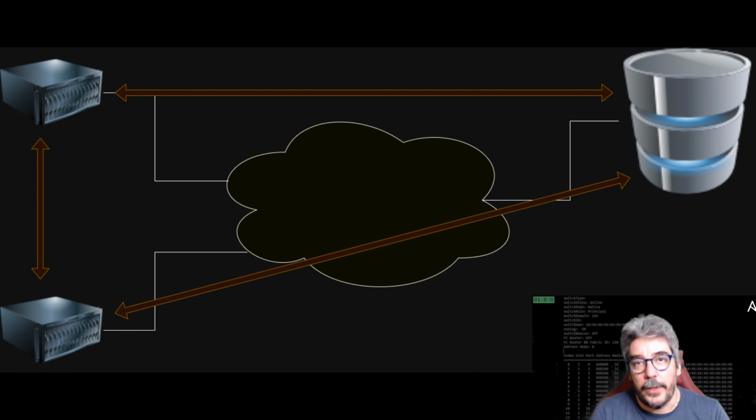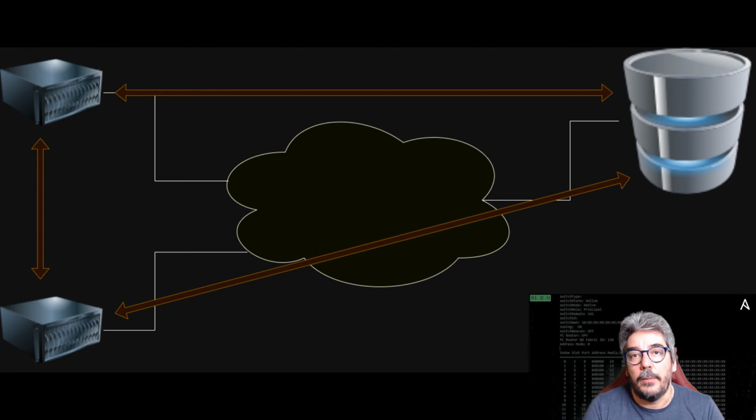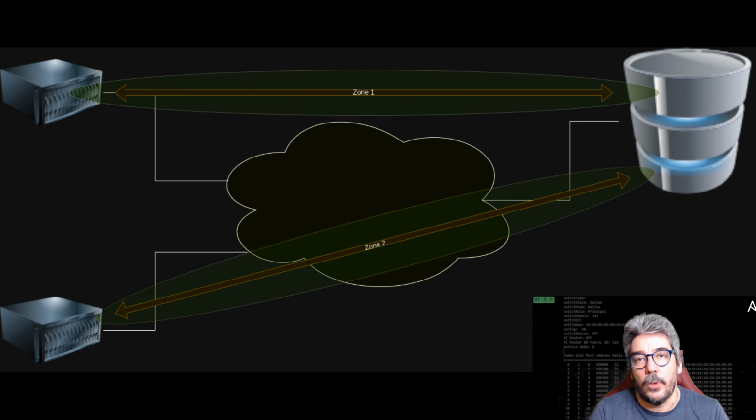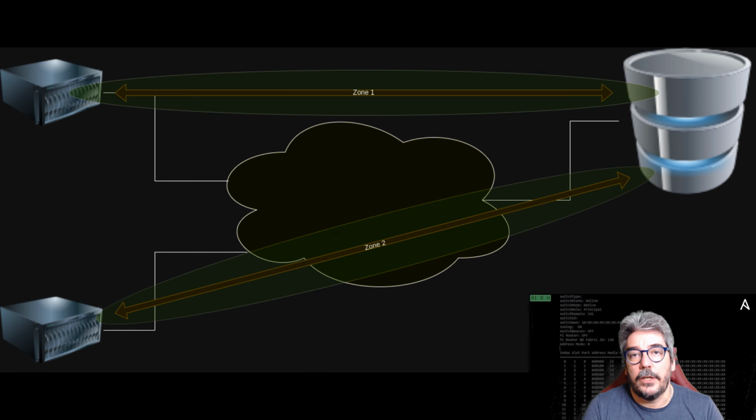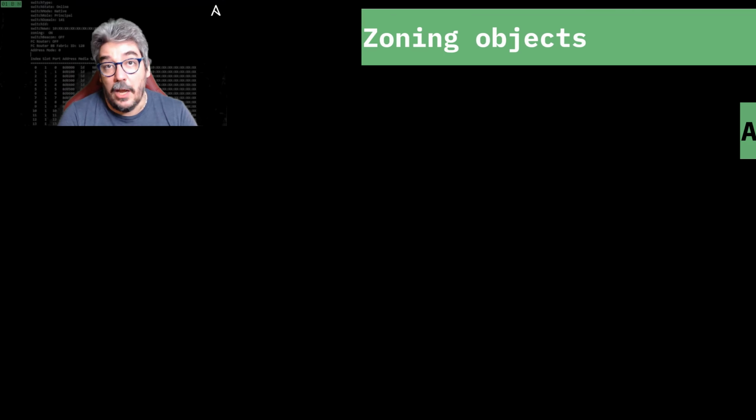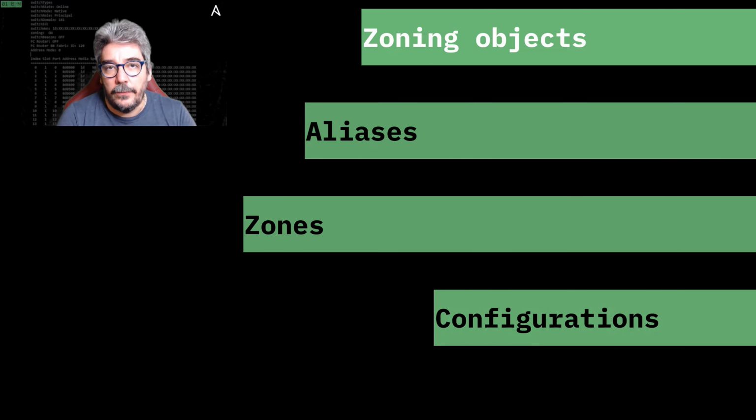With the use of zoning, you can secure your Fibre Channel network by allowing communication only between your hosts and your storage array, for example. In this example, we see two zones: Zone 1 that contains only the first server and the storage array, and Zone 2 that contains only server 2 and the storage array. With this configuration, each host is able to access the storage array, but they cannot communicate together, which is what we want.